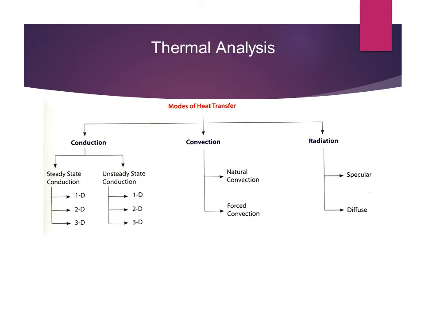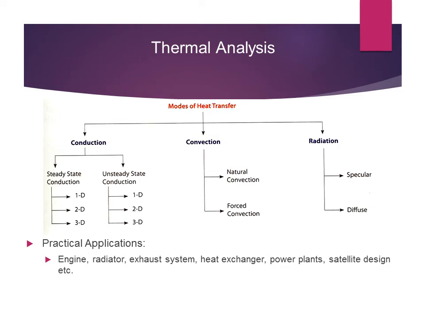Next type of analysis is the thermal analysis, and again we have to consider the three modes of heat transfer for the thermal analysis. First one is the conduction, convection and radiation. In conduction, steady state conduction, and again we have to consider one dimensional, two dimensional and three dimensional geometry, and unsteady state conduction, in that one dimensional, two dimensional, three dimensional. In convection mode, natural convection and forced convection we have to consider, and in radiation mode, specular and diffuse mode of radiation we have to consider.